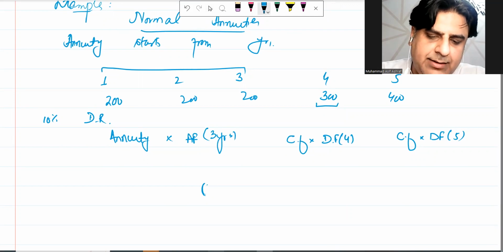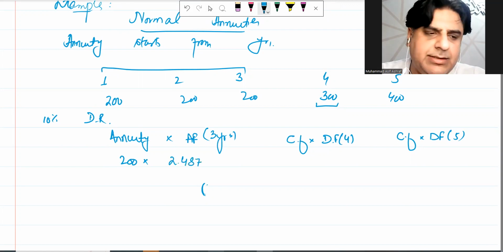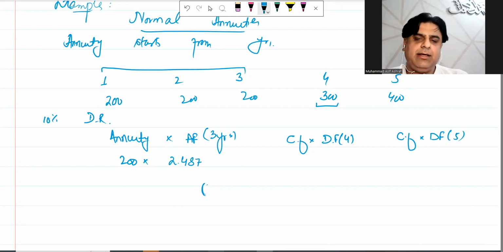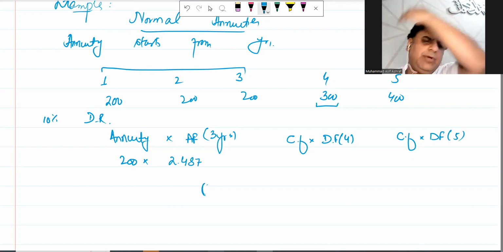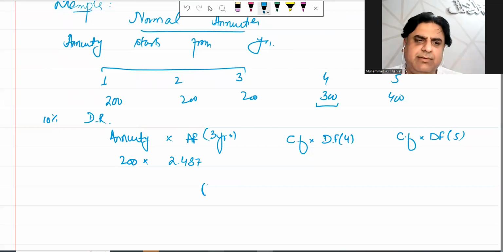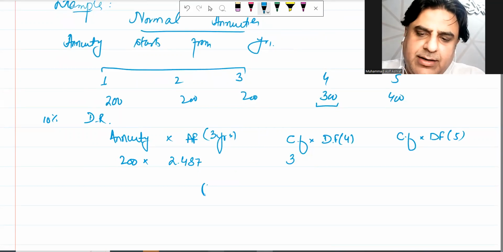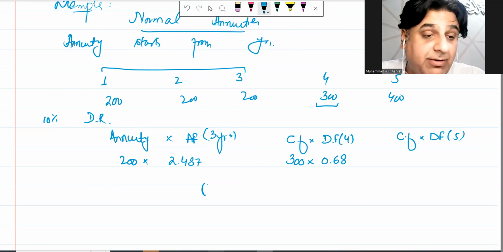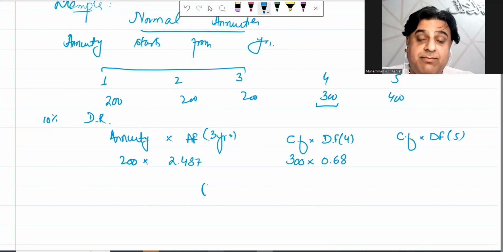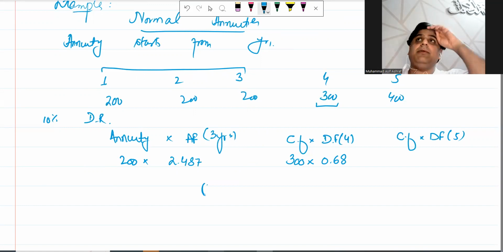If you see the table, 200 into the 10%, 3 years annuity factor would be 2.487. Just look at the table, you will find it. Cash flow 300 into, go to the discount factor table and take the 4th year discount factor, it is 0.68. I have memorized some of the values, so that is why I am just writing it over. You can check your answer from your table as well.